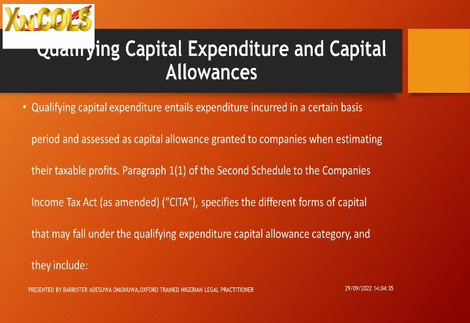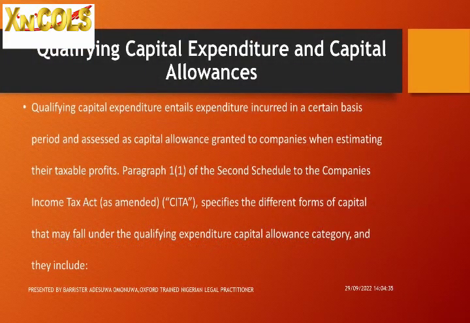But in a minute, let's quickly look at the qualifying capital expenditure. This is expenditure incurred in a defined basis period and is assessed as capital allowance as basis for reduction of tax to companies when estimating their tax profits. In other words, if the capital allowance is not there, the tax will be very high. So paragraph 1, subparagraph 1 of the second schedule to the CITA, the Companies Income Tax Act, specifies certain different forms of capital that may fall under the qualifying expenditure capital allowance category.